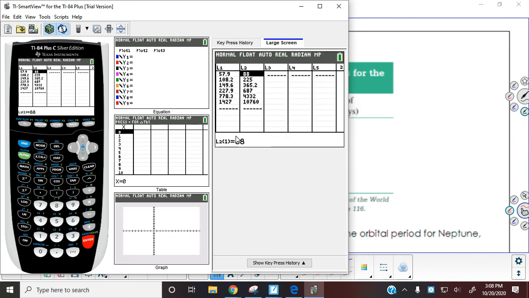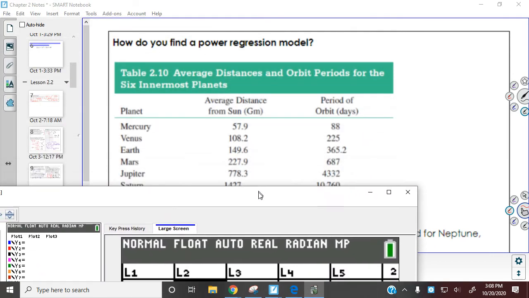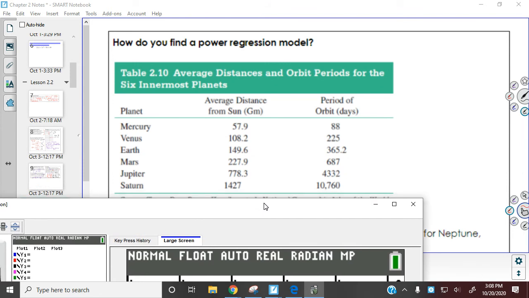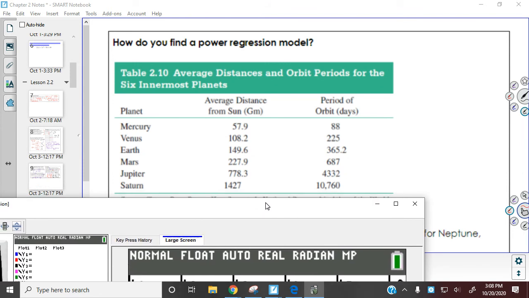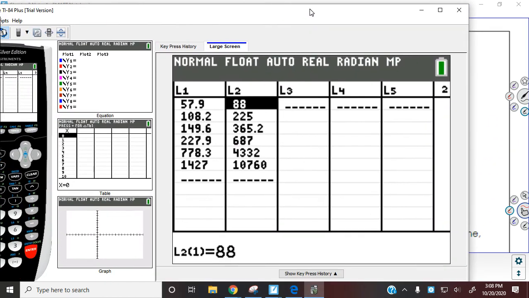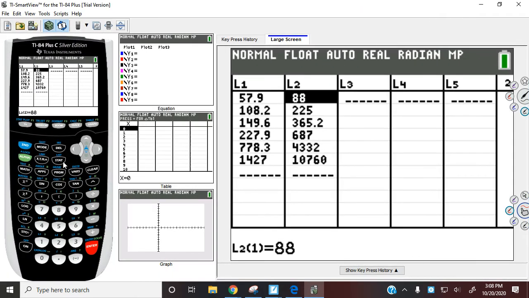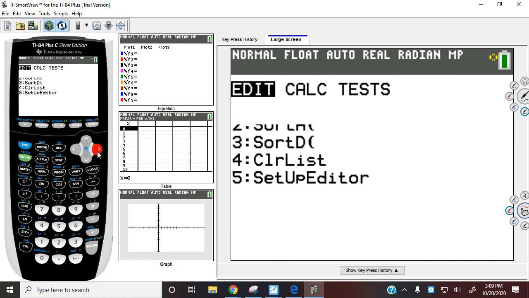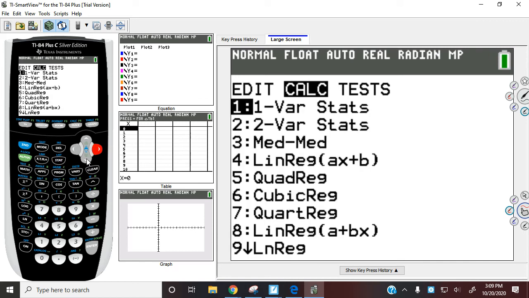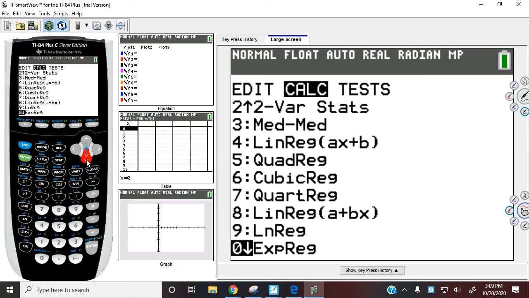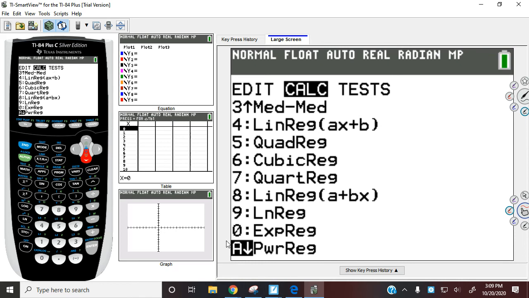What we have right here behind in that table, our average distance is going in our X, or list 1, and then the period of orbit is going in list 2. So to save us some time, I went ahead and put that in there. And then from there, you're going to go back to Stat, and you're going to go over to Calc. Once you get to Calc, you're going to scroll down and notice we have all of these different types of regressions. We have linear regression, quadratic regression, cubic, quartic, linear, natural log, etc. If we go down far enough, we find the power regression, which is what we want.